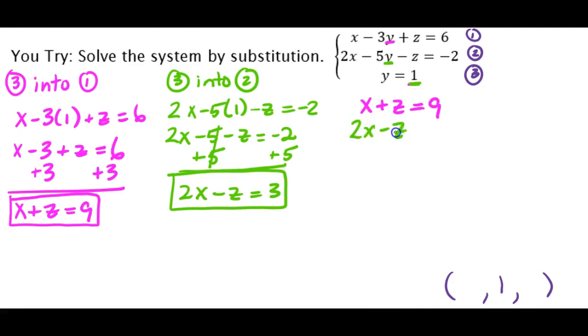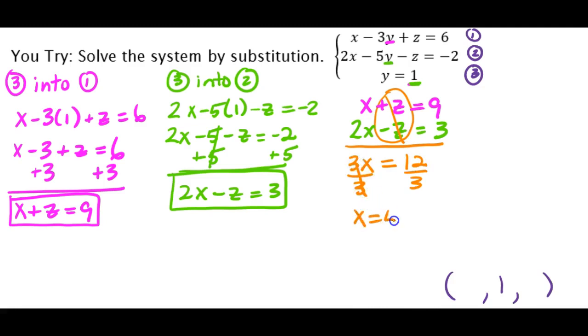So 2x minus z equals 3. Now if you look, it's already set up for elimination. If you look at my z's, I have the same exact thing, one plus and one minus. So I'm going to add these together, and I'm going to get 3x equals, because those cancel, and then 9 plus 3 is 12. Divide both sides by 3, and I get that x equals 4.